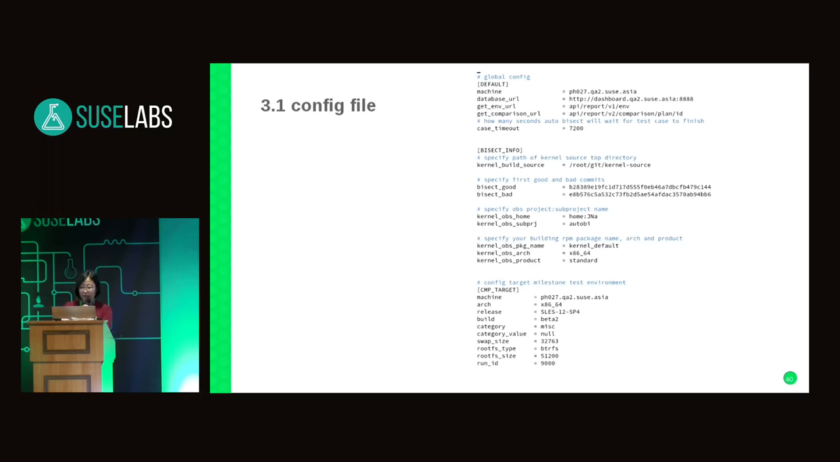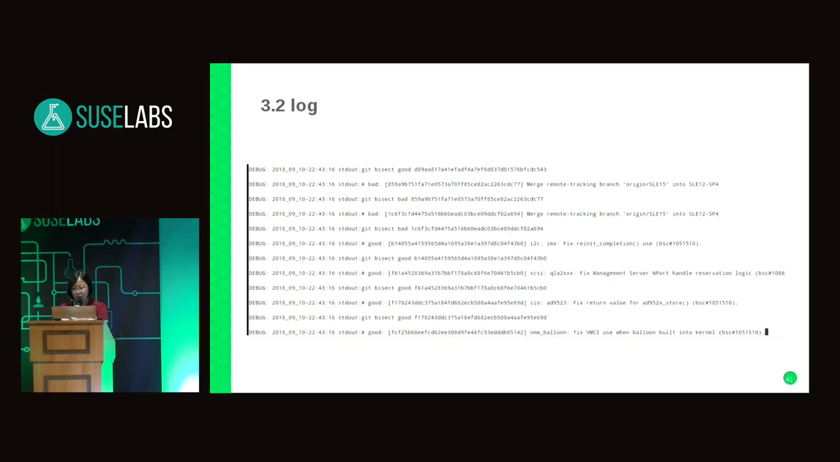Here is an AutoBISEC config file. Most of the items just keep the default, only a few items need to change, such as the machine you want to test, the first good and bad commit, which baseline you want to compare, and the test case and the key value you want to check. When the bisect is complete, there will be a log displaying each bisect result, but this log just tells us which commit is good and which is bad. So we use another tool to get more detailed information.